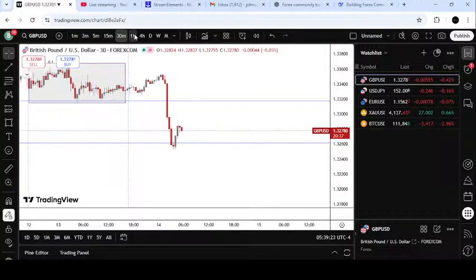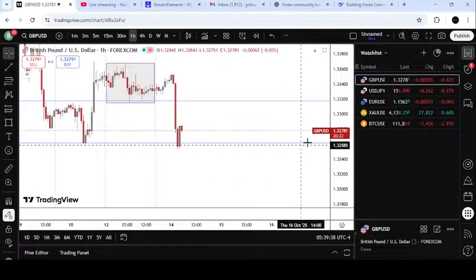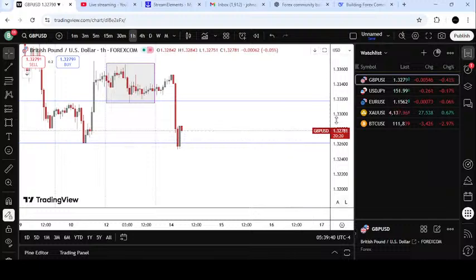So on GBPUSD, we are looking forward to a buy trade. We are looking forward to a buy trade on GBPUSD. Now let's go to the next pair, which is USD/JPY.